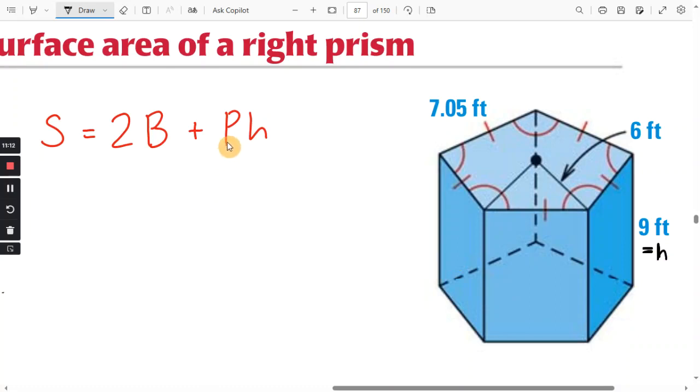Now, for the perimeter, we see all of these sides are marked congruent, and each side is 7.05 feet. All right, so let's see the perimeter. I'm trying to get all these letters so I can plug in for the formula. The perimeter is each side, which is 7.05.